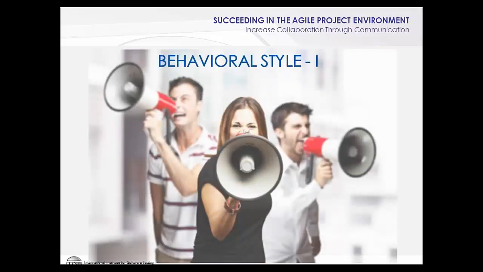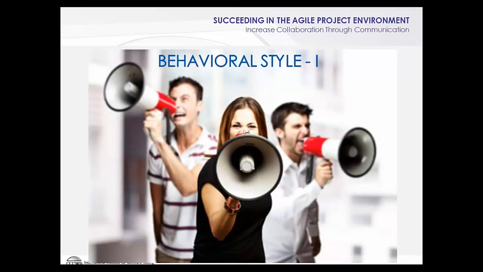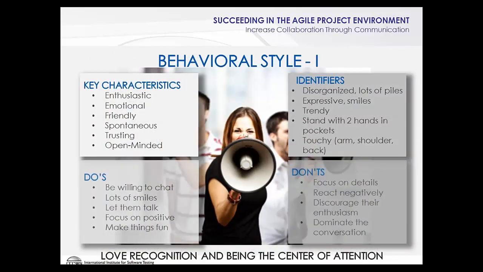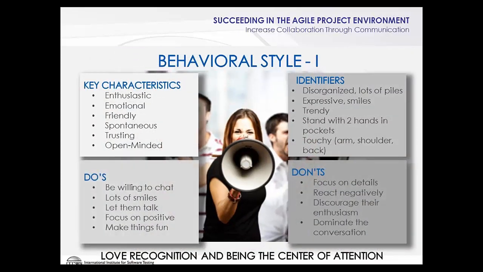So next, let's go over the I in the DISC. I is for influencer and represents 38% of the population. And this style indicates how you interact with others and attempt to influence others to your point of view.